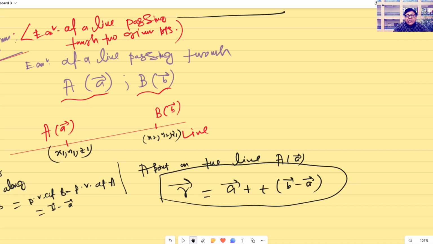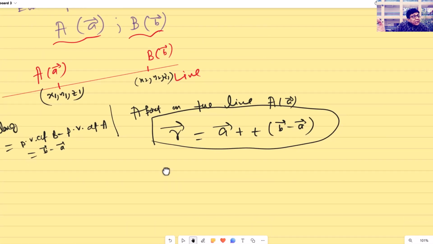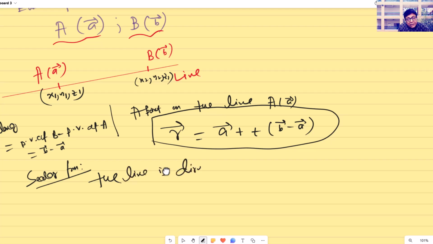Then what is AB vector? That is B minus A, how to write? I'm just getting it from here. B minus A, the line directed in what direction? Along AB vector. Scalar form I'm going to do. The line is directed along AB. AB is what? That is position vector of B minus position vector of A.